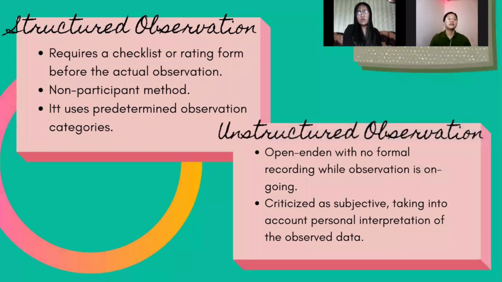In this, we also have structured and unstructured observation. The structured observation requires a checklist or rating form before an actual observation. It is also a non-participant method. It uses predetermined observation categories, while the unstructured observation is open-ended with no formal recording while observation is ongoing. It is also criticized as subjective, taking into account personal interpretation of the observed data.